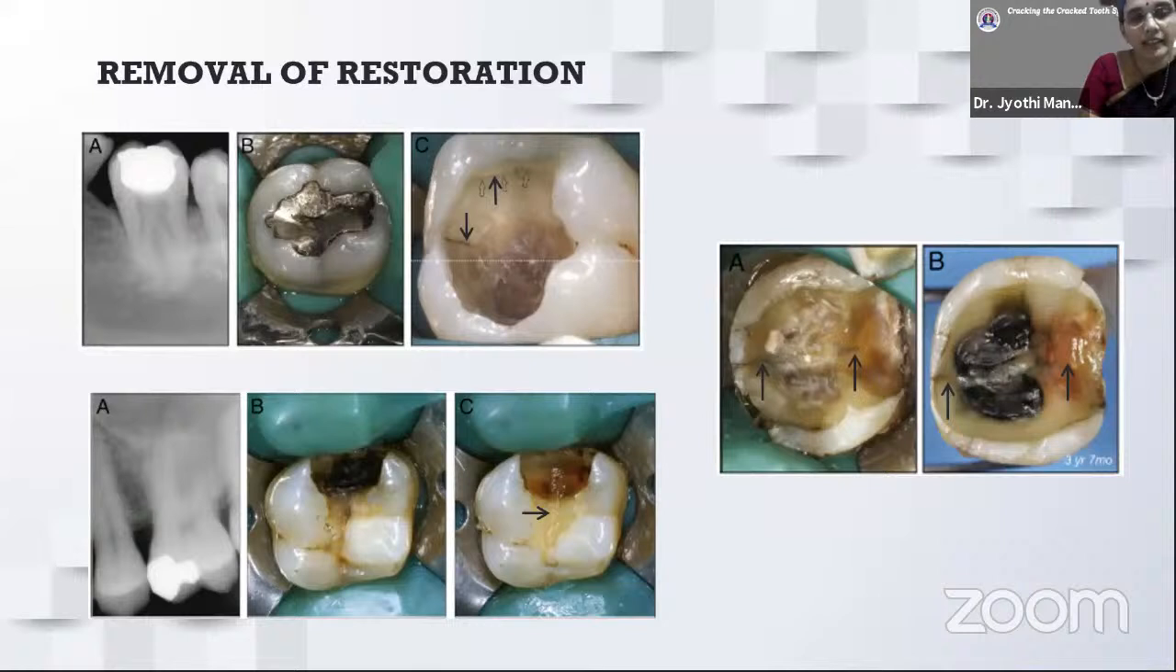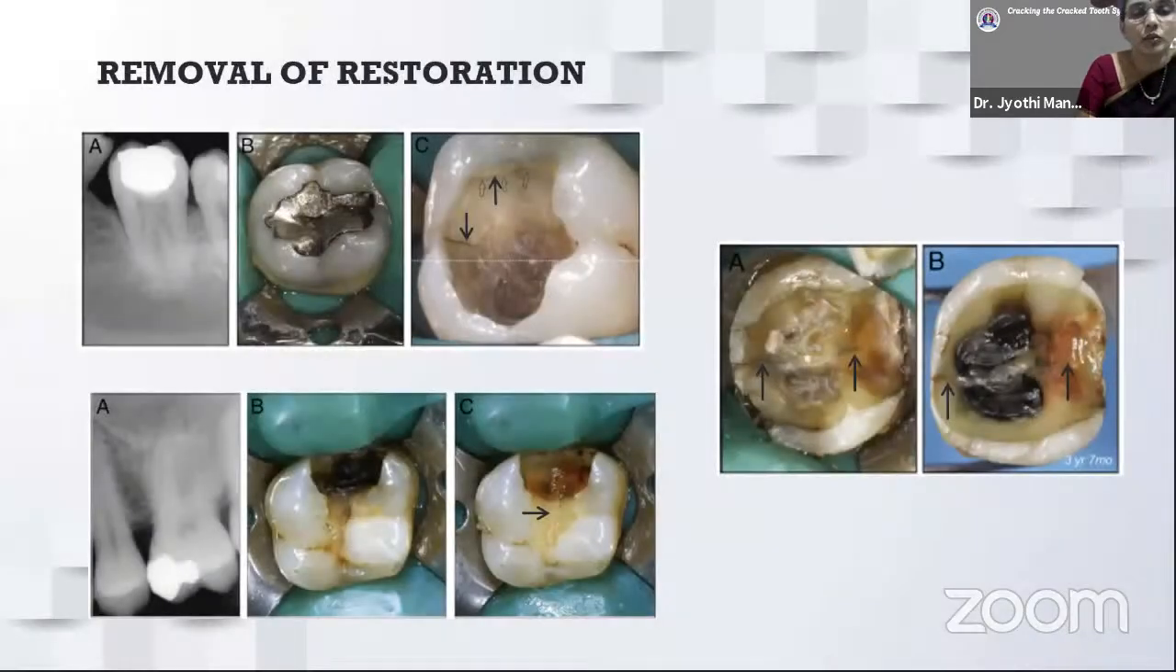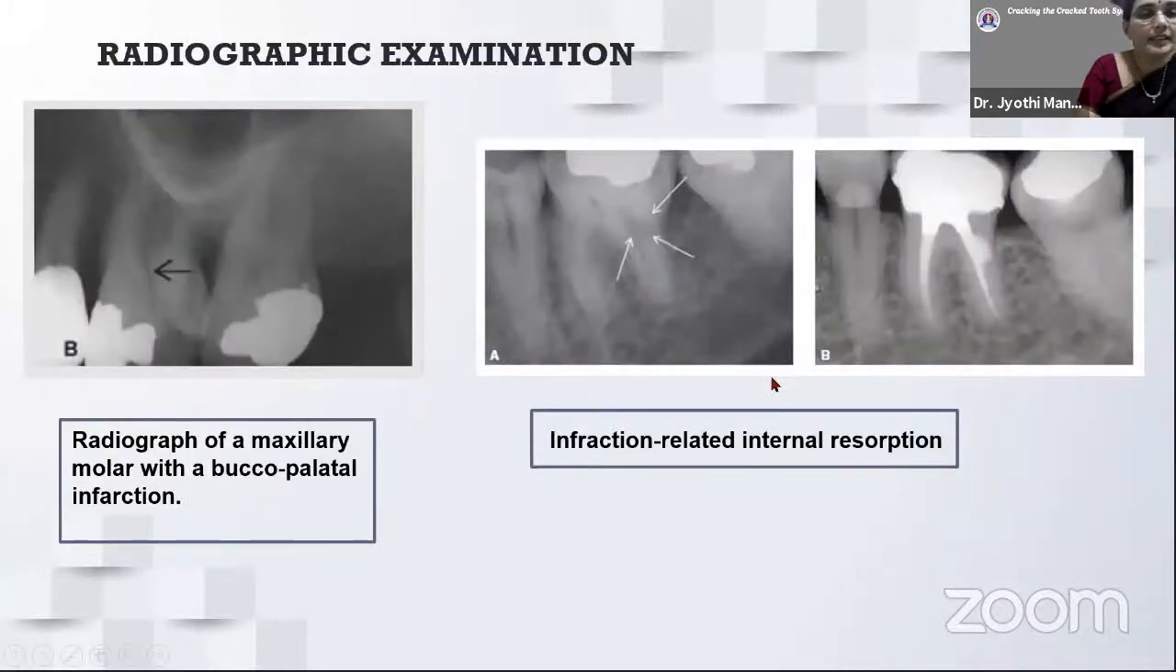And for assessing whether there is a crack or not, sometimes it is necessary to remove the old large extensive restorations. After removal of the restorations, we are able to see the cracks, particularly extending towards the lingual side and towards the distal side here. And here the restoration is very superficial and the remaining dentin thickness is sufficient, but still after removing the restoration, we were able to see the crack line extending occlusally towards the distal side. Here it extended mesiodistally.